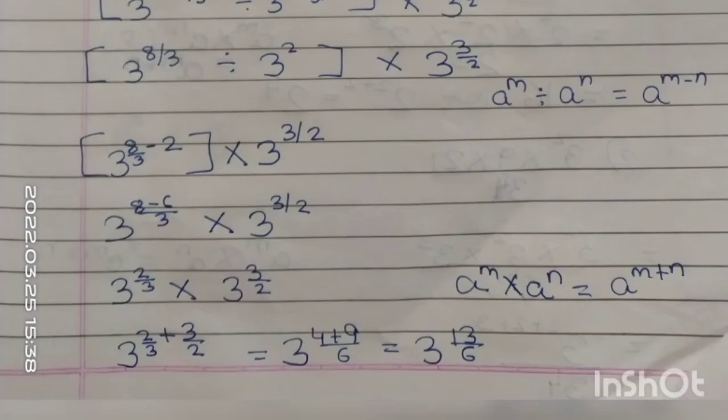You can find the LCM of the denominators and do it. So 3 to the power 2 by 3 into 3 to the power 3 by 2. Now by the power law, a to the power m multiplied by a to the power n is equal to a to the power m plus n. So it will be 3 to the power 2 by 3 plus 3 by 2, which is, either by LCM or by cross multiplication, 3 to the power 13 by 6. And this is the answer, 3 to the power 13 by 6.